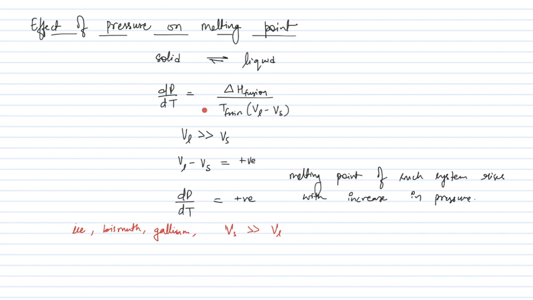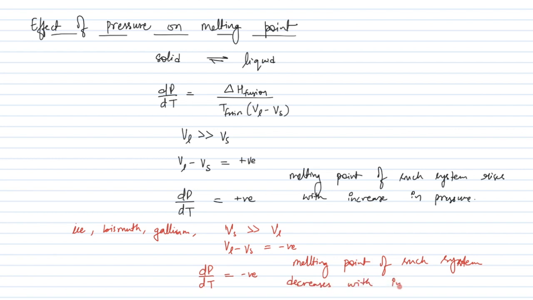So that means if I talk about this particular term, your VL minus VS is going to be negative, and if this part becomes negative, obviously your right hand side of the equation becomes negative. So what I can say is that dP by dT is going to be a negative term. So what I can say right now is that the melting point of such systems decreases with increase in pressure.